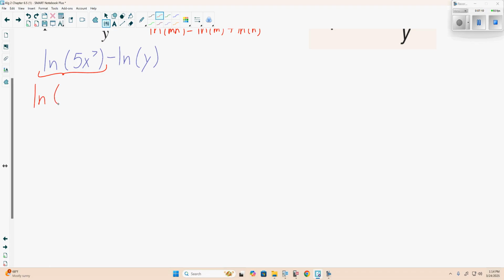Because what we'd have is the natural log of 5 plus the natural log of x to the 7th, minus our natural log of y. Because the two main terms that we have in the first one are 5 and x to the 7th. Questions on this here?